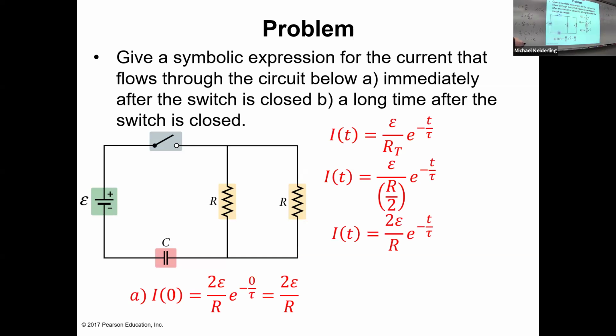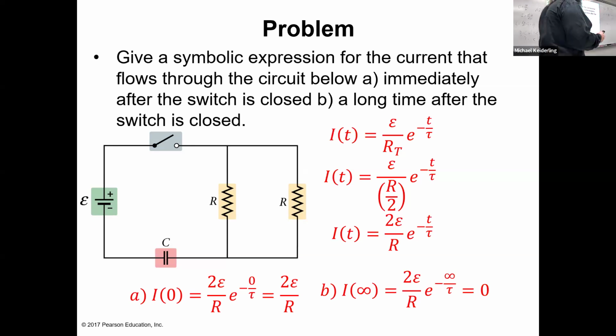Immediately after the switch is closed, time is 0. That e to the minus 0 over tau is 1. So that's 2 epsilon over R. A long time after, e to the minus infinity over tau goes to 0. The whole thing is 0. No current flows, because there's no route that doesn't pass through the capacitor, so no current flows a long time after.